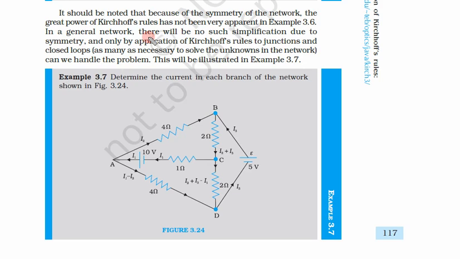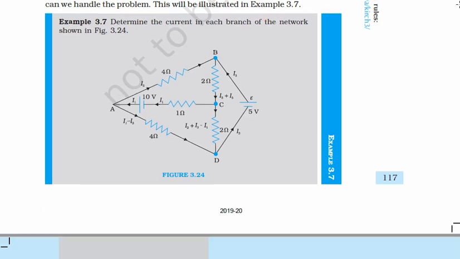In a general network, that means in any network, there will be no such simplification due to symmetry or all the resistances being equal, and only by application of Kirchhoff's rules to junctions and closed loops as many times as we want, can we handle the problem. This will be illustrated by a much better example, example 3.7. So let us see what this example is.